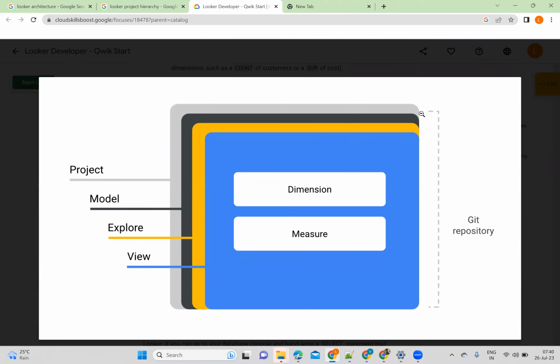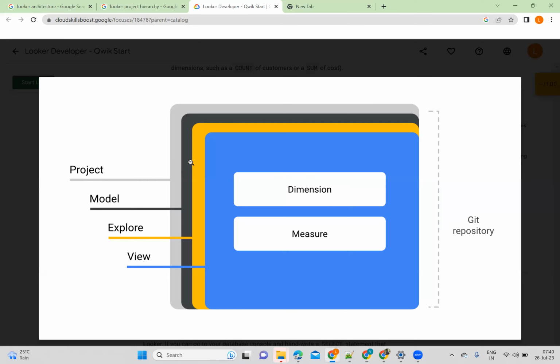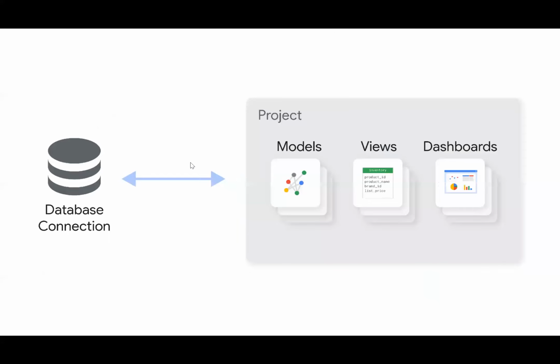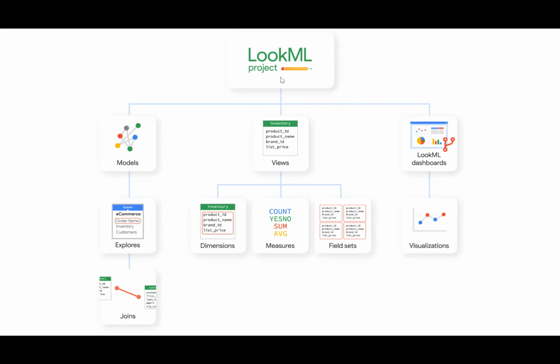Got it? So every project is a Git repository. Total everything is a Git repository. So a project contains models, views, and dashboards. Clear? The hierarchy, whatever we are having right here, is simplified like this. First, a LookML project is having models, views, and LookML dashboards.